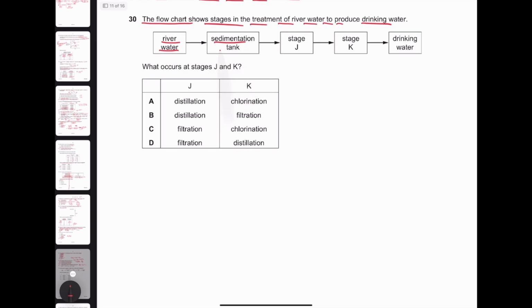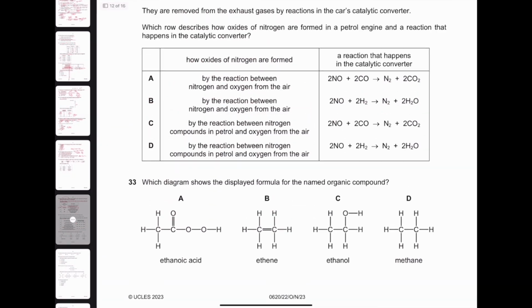Now, the flowchart shows stages in the treatment of river water to produce drinking water. River water, sedimentation tank, stage J. So you have to just label it. All right. We know that filtration and chlorination are done. So you can say answer is C. This is a very simple question. Filtration is done, then chlorination is done, then it is supplied.